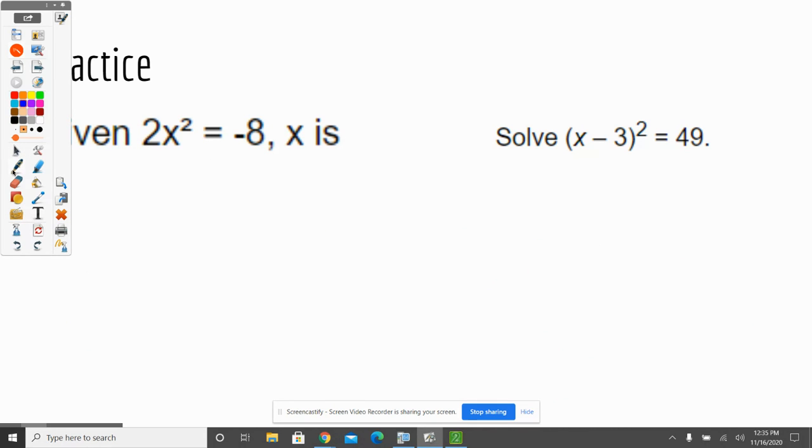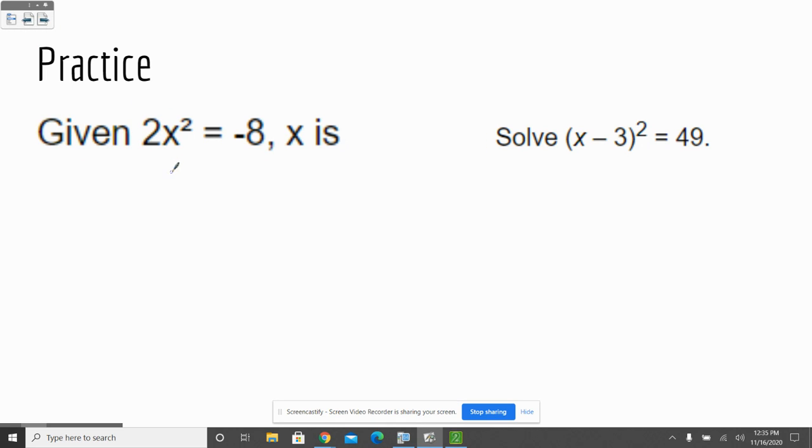Okay, so why don't you take a minute and do these two? You might pause it if you want to. This one is a little bit trickier.